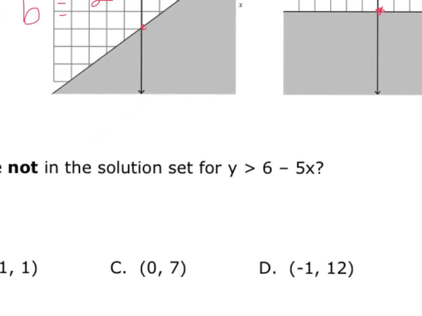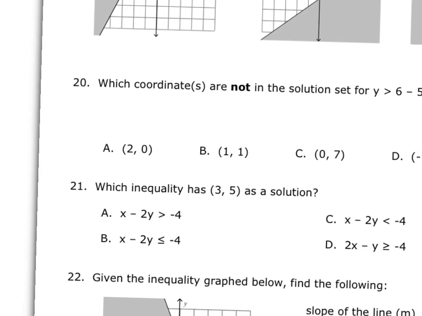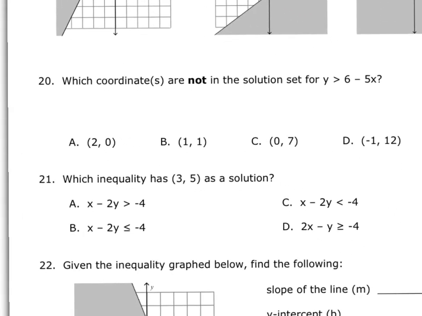Okay. Number 20. Which coordinates are not in the solution set for y is greater than 6 minus 5x? So for each of these, I would just substitute the x, y values in. So we will label xy, xy, xy, and xy. And it says which coordinates are not in the solution set.